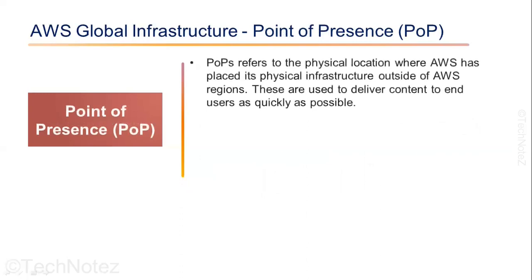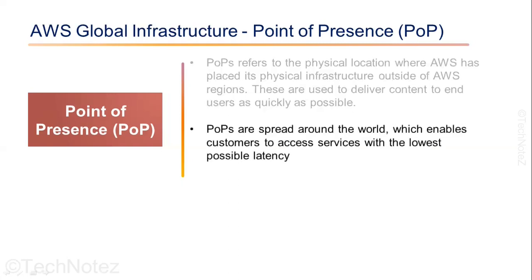AWS point of presence refers to the physical locations where AWS has placed its infrastructure outside of AWS regions. The points of presence are connected to the AWS regions with a high-speed network to provide access to AWS services. Points of presence are spread around the world, which enables customers to access the services with the lowest possible latency. You can think of AWS point of presence as a gateway to the cloud. They allow customers to access services such as Amazon EC2, S3, and RDS from any location with low latency, high throughput, and high availability.